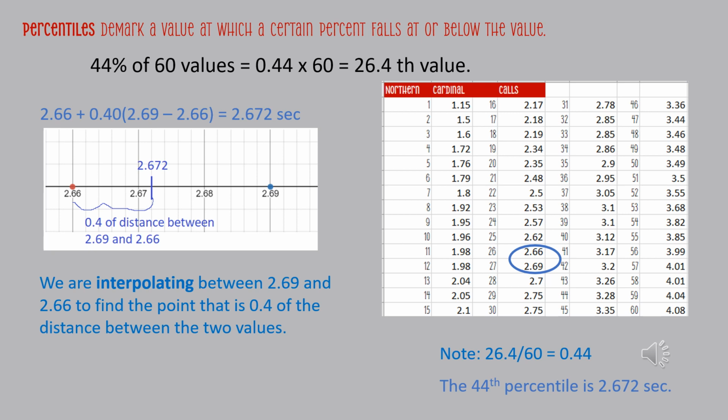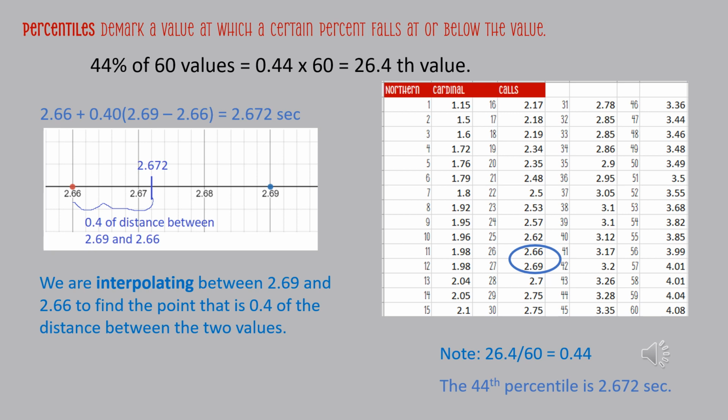So we're going to find where 0.4 of the distance is between the 26th and 27th value. So find the 26th and 27th value and then find how far apart they are. The 27th value was 2.69, the 26th was 2.66, subtract, and you get 0.03. So 0.4 of 0.03 should get added then to 2.66, and that gives you a value of 2.672 seconds.